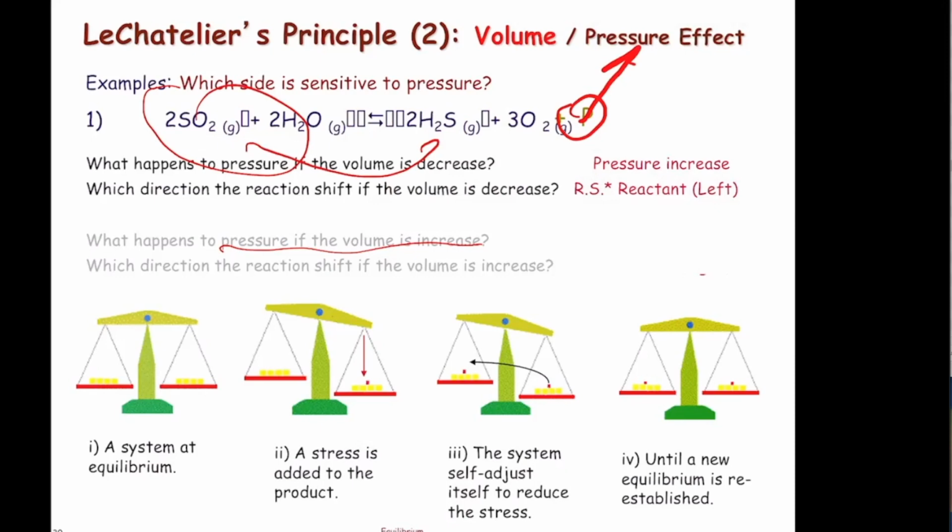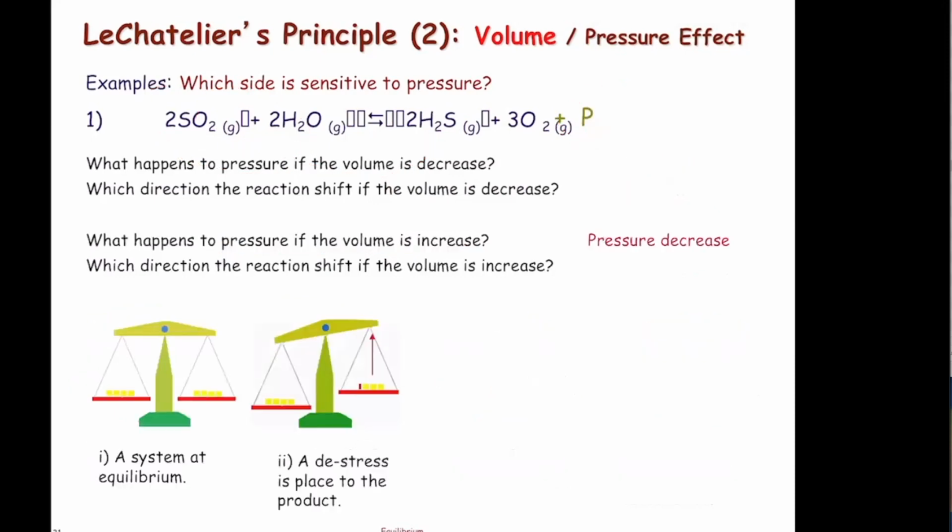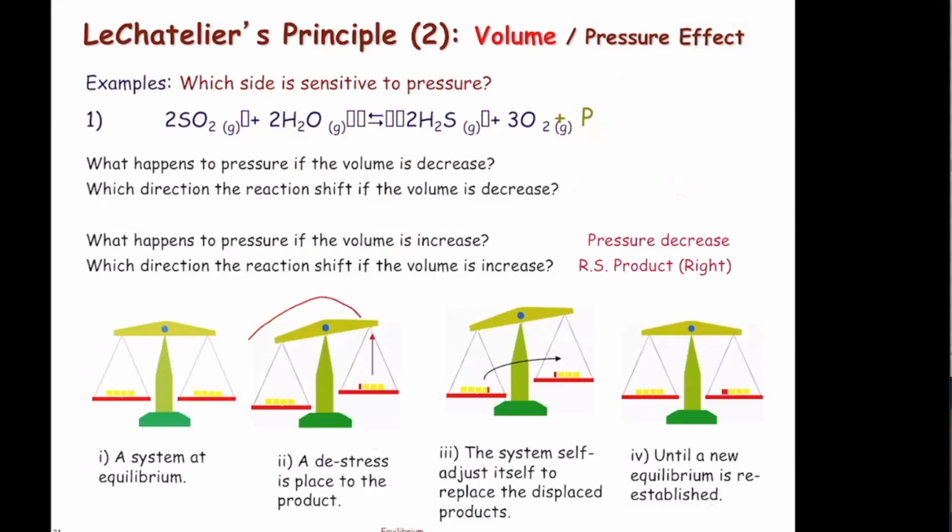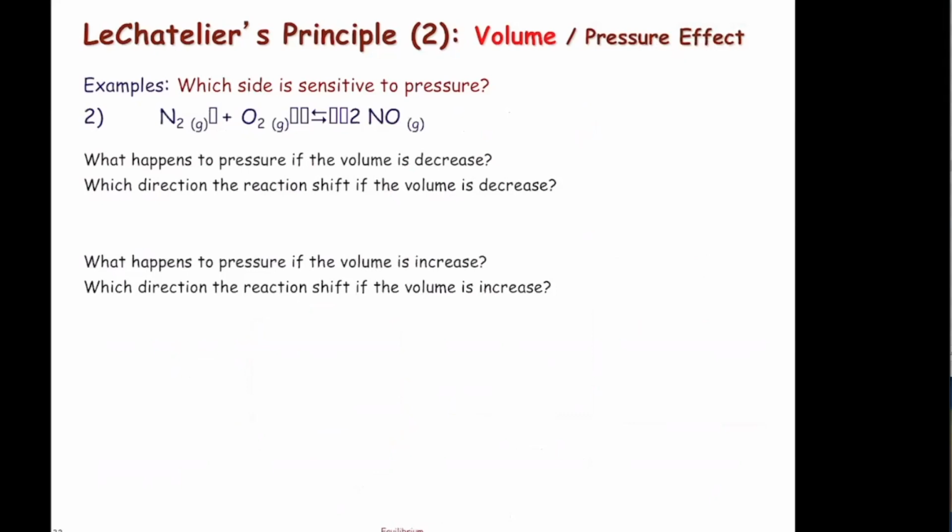Okay, so that's what you have right there. Pressure decrease, reaction shifts to the product side. And here you can see the teeter-totter where the pressure decreases and the reactant has to make up for that deficit. The reaction shifts to the right. Okay, reaction shifts to the right. Let's take a look at this right here.